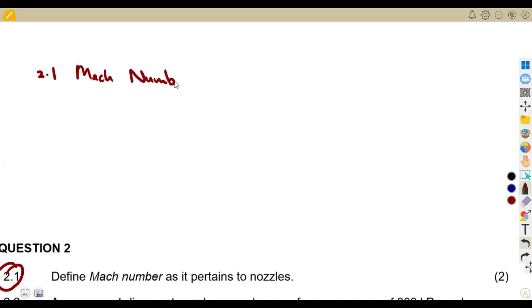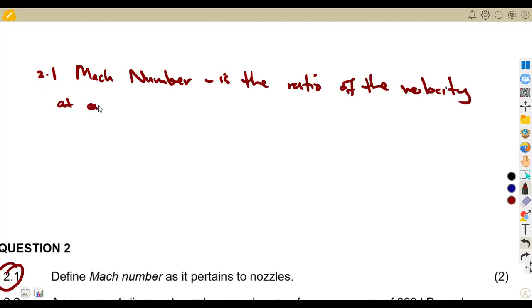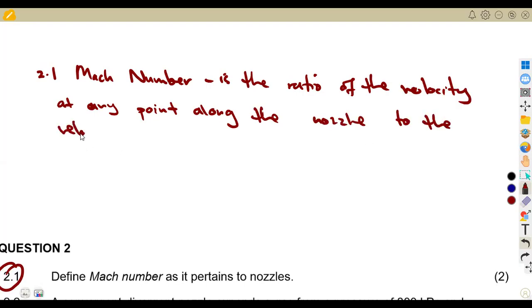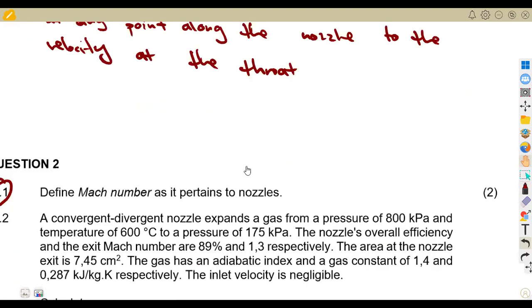So you can just say this is the ratio of the velocity at any point along the nozzle. That is the most important part. It must be taken at any point along the nozzle, to the velocity in this case at the throat. So that is what you refer to as the Mach number. That is 2 marks just to explain this.